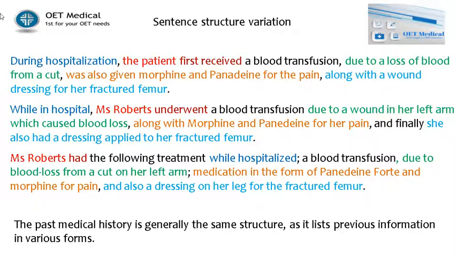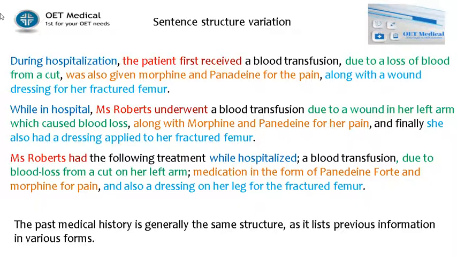Now, you can say she was also given, but you don't need to, because what you're saying is the patient was also given. While in hospital, Miss Roberts underwent a blood transfusion due to a wound in her left arm which caused blood loss, along with morphine and Panadyne for her pain. And finally, she also had a dressing applied to her fractured femur.